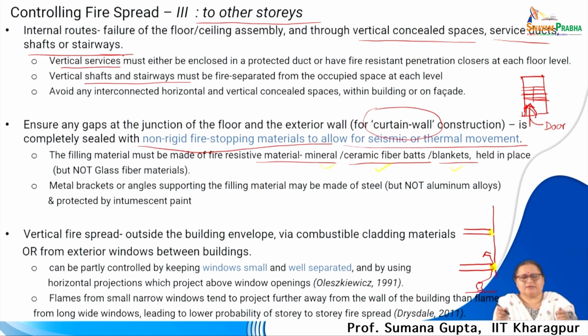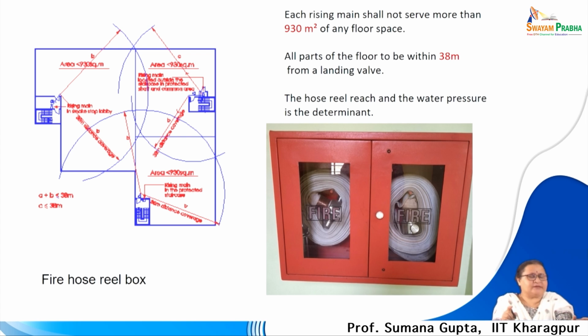Other than this, we have window sizes. We may have small windows well separated. We may have projections or chhajjas. They can also stop the spread of fire in some cases. In some cases, we will come to such pictures, some explanations or figures after this slide.